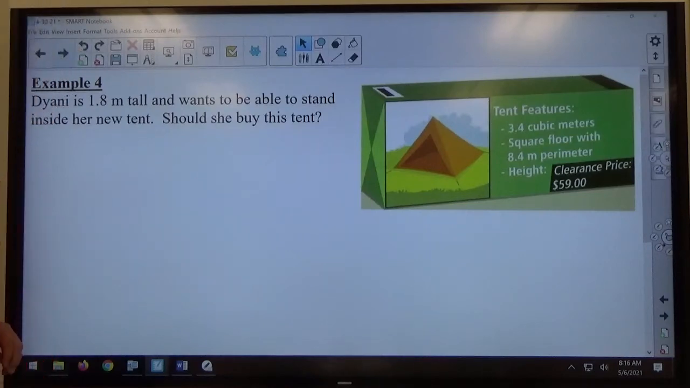Okay, so example 4, Diane is 1.8 meters tall and wants to be able to stand inside her new tent. Should she buy this tent? So she's at the store and she found this tent.